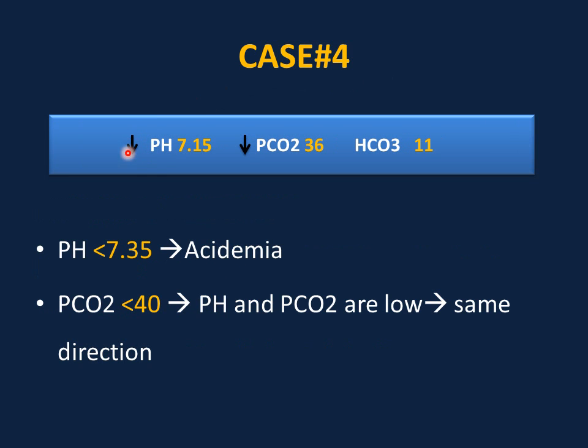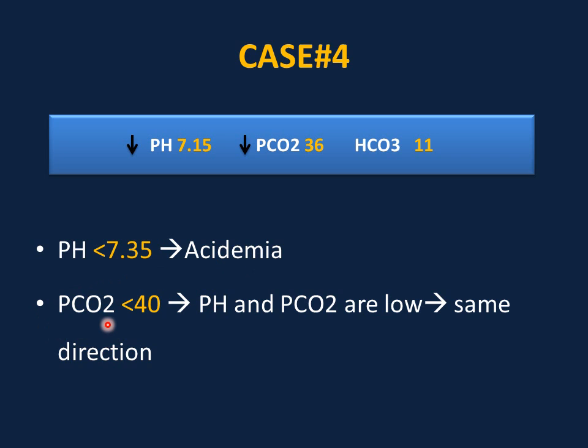Case number 4. The pH here is 7.15, which is low, and the PCO2 is 36, which is less than 40, so it's low as well. The bicarb is 11, which is low as well. So you have the pH low and the PCO2 low. This is a metabolic case. So the pH here is 7.15, less than 7.35. So this is a case of acidemia.